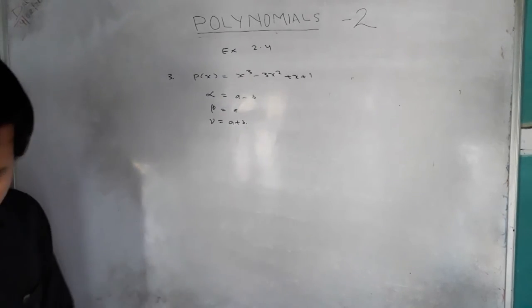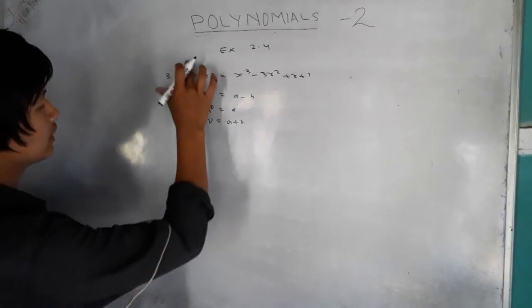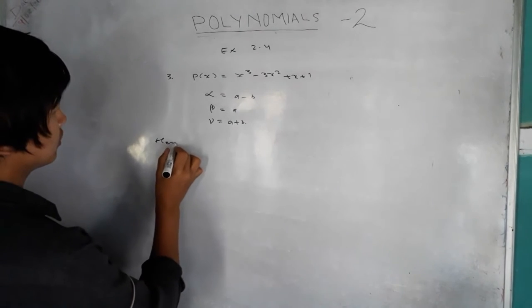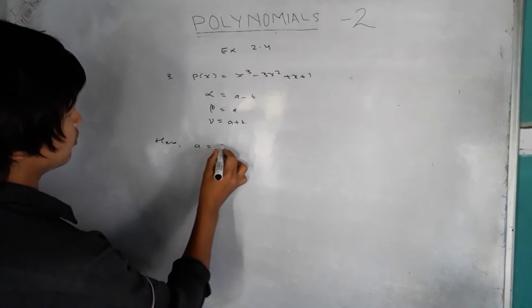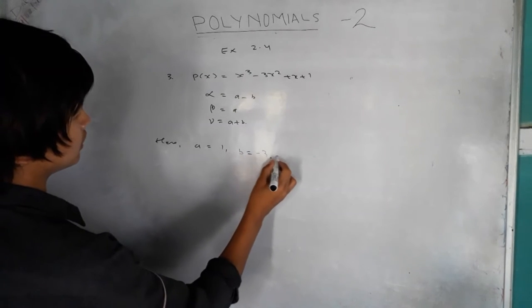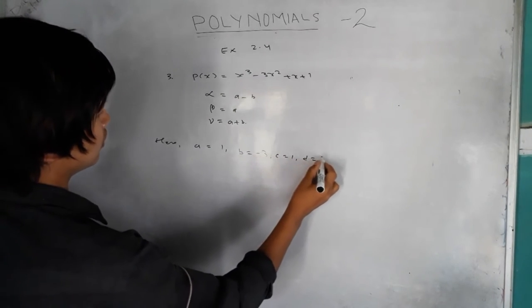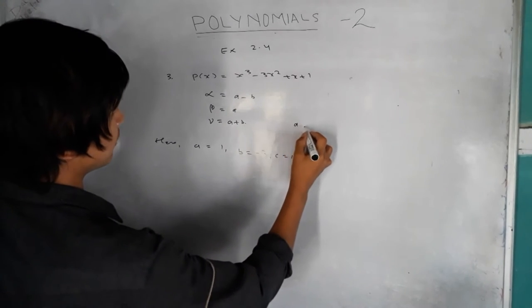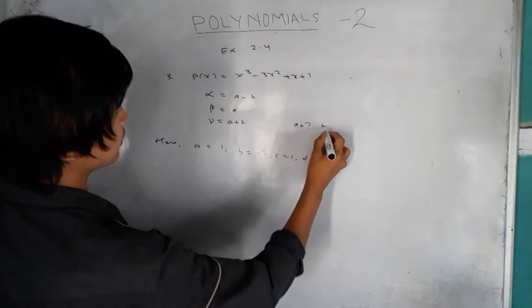These are given in the question. Here, the coefficient of x cube, a, is 1; b is minus 3; c is 1; and d is also 1. How to find the value of a and b?